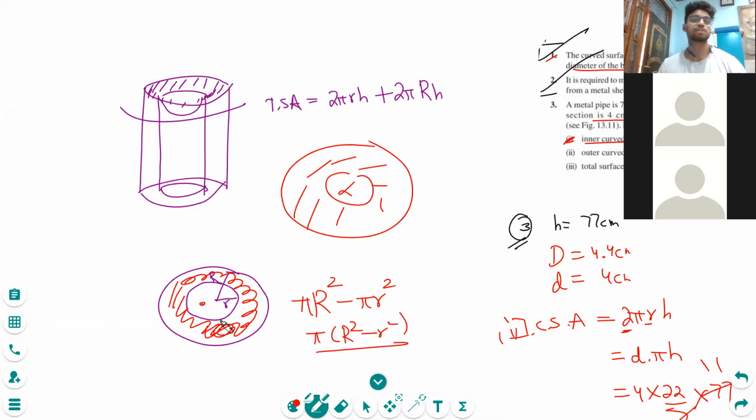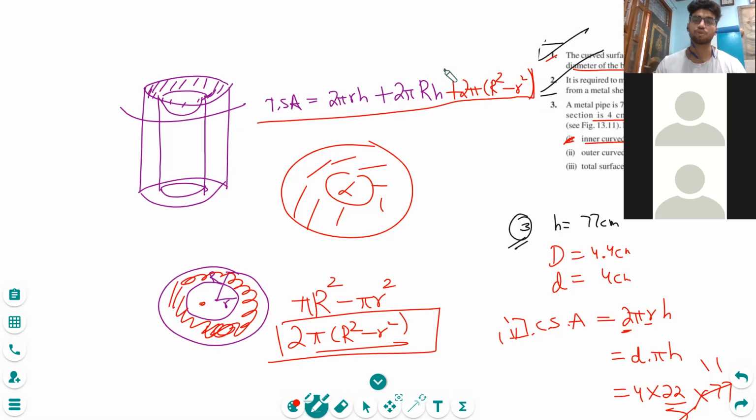Now this thickness is present at the top, at the bottom as well. So I will multiply it by 2 in order to get two parts, two thicknesses. So I will add this here, 2 pi (R square minus r square). So this will be the area for this part. You don't have to remember it, whenever this question comes, just derive it because it's not that difficult. Okay, so is this clear to everyone?